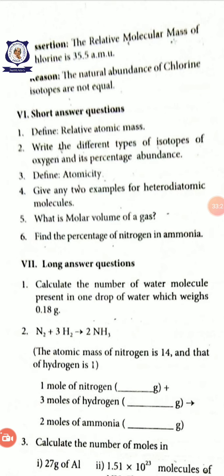Find the percentage of nitrogen in ammonia. The molecular formula of ammonia is NH3. While calculating the molar mass of ammonia, N is 14 grams, then H3, 3 hydrogen, totally 17. Percentage of nitrogen is equal to mass of nitrogen by molar mass of ammonia. Mass of nitrogen 14, molar mass of ammonia 17, into 100. Simplify this, we may get the answer.